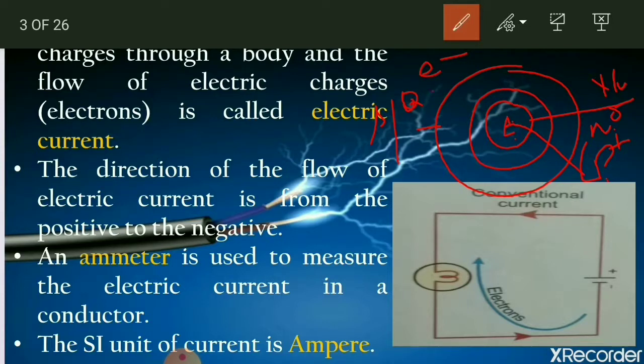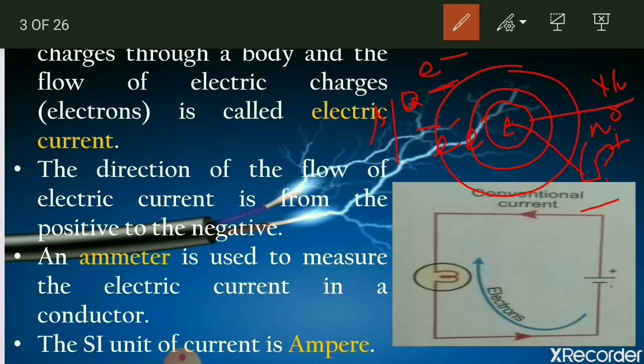Now electrons, they are negatively charged, and they are present in the shells or orbits of the atom. So generally the number of protons and the number of electrons are equal in any atom. That is why the atom does not carry any charge.